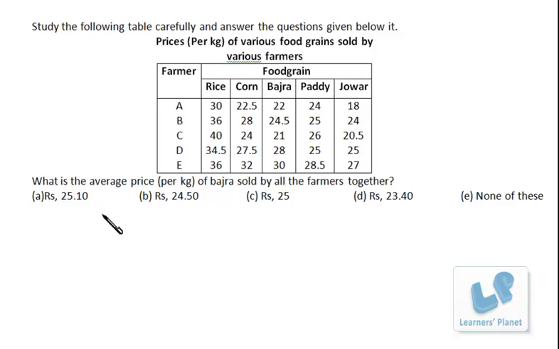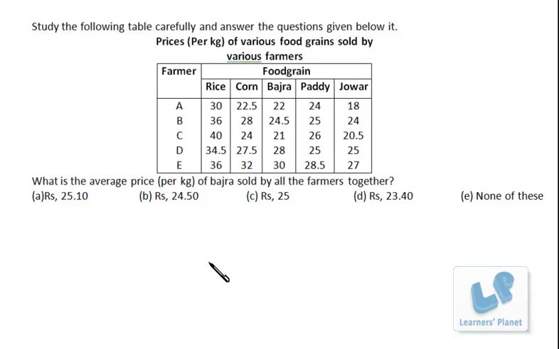Now, what is the average price per kilogram of bajra sold by all the farmers together? Now we have to find out the average of these six numbers, that is 22, 24, 25, 21, 28 and 30, right? So it's a simple thing. Just add them up and divide by 5. Or what you can do, you can assume any number as average and see the deviation, right? So the earlier method, adding and dividing, is already clear to you. So let me show the deviation method.